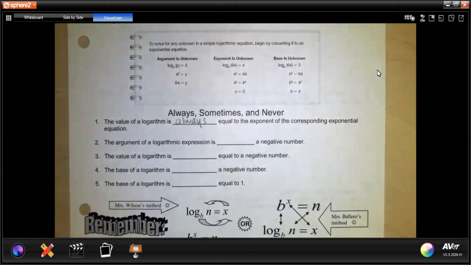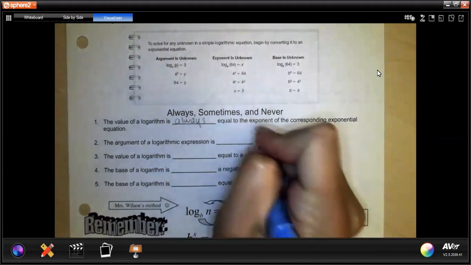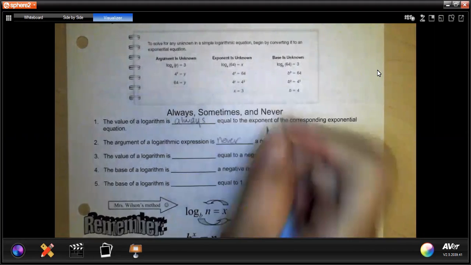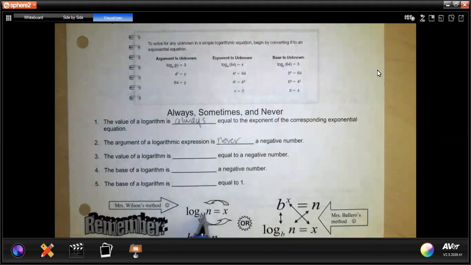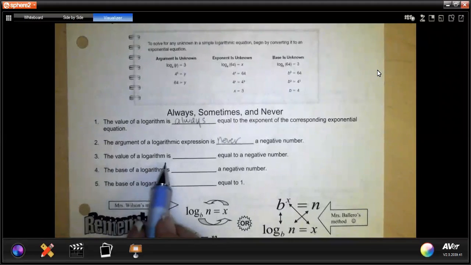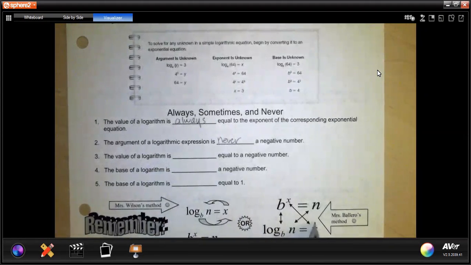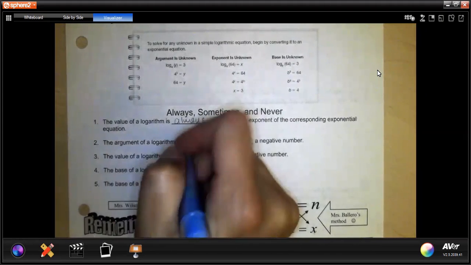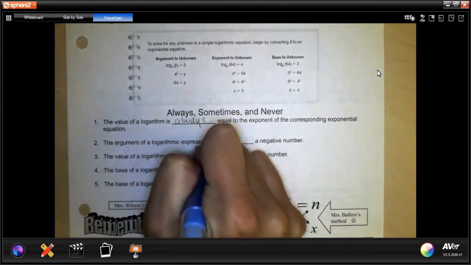The argument of a logarithmic expression is blank a negative number. The argument is this part right here. That is never equal to a negative number because that is the value of an exponential, and we know we can't have a negative for an exponential. The value of a logarithm is blank equal to a negative number. So our value of a logarithm, this part right here, can be equal to a negative number, so this is sometimes.